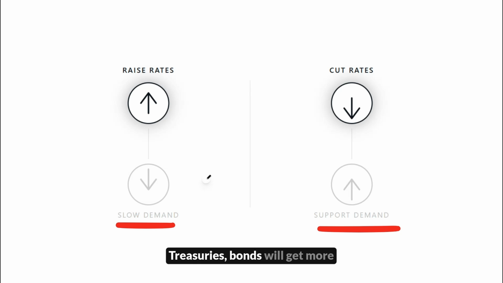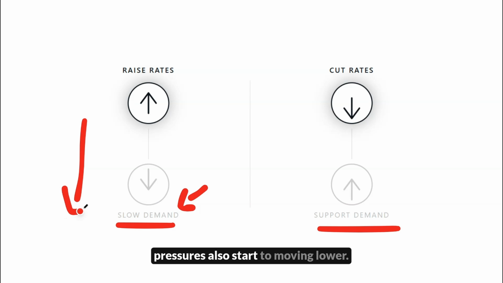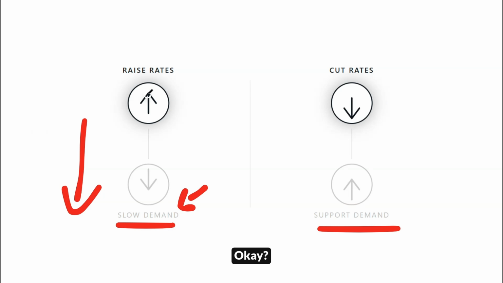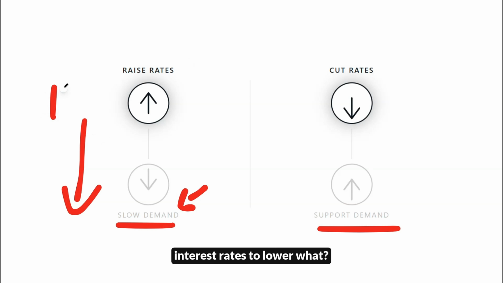Treasuries and bonds become more attractive, and we will get into this later in the video, because you get a high interest rate. So people and investors tend to spend less and demand cools down. Because demand is cooling down, inflation pressures also start moving lower. Okay, so the central bank raises interest rates to lower what? Inflation. And the opposite is true.